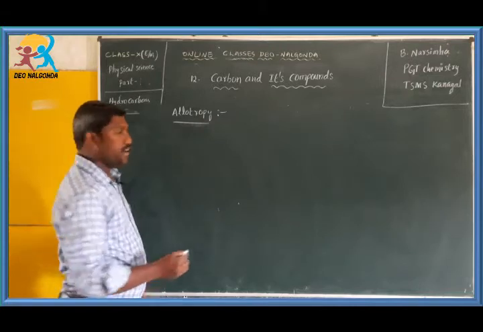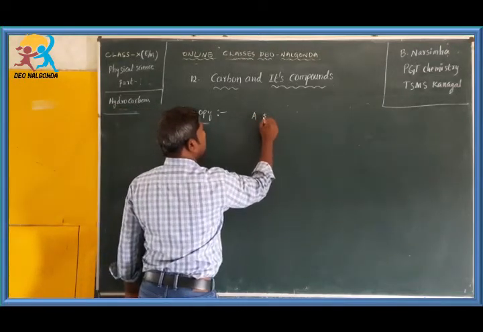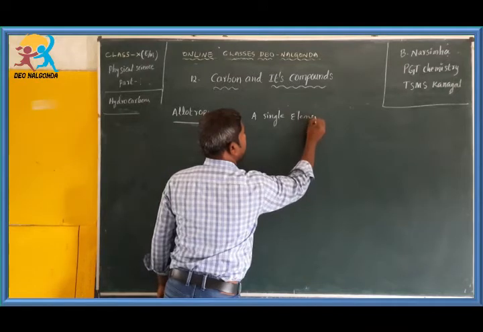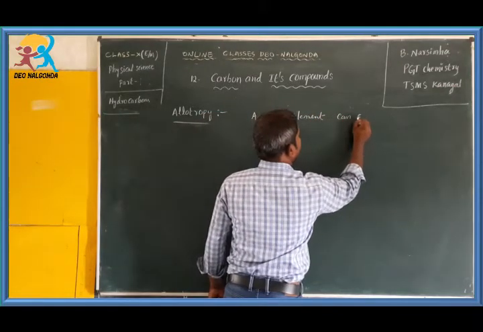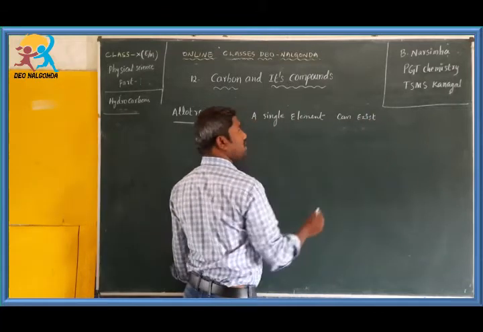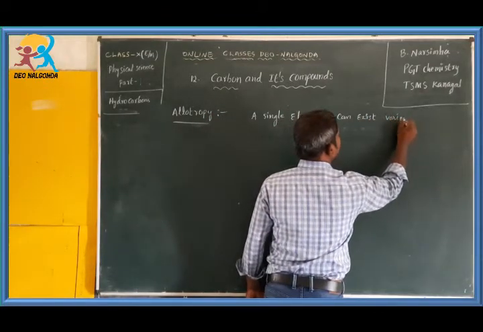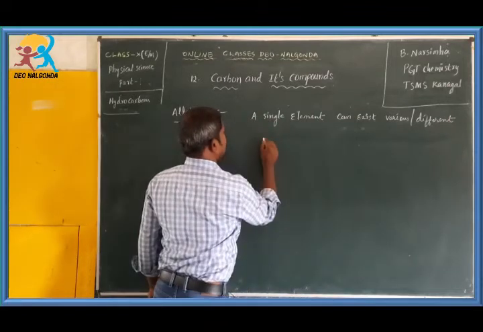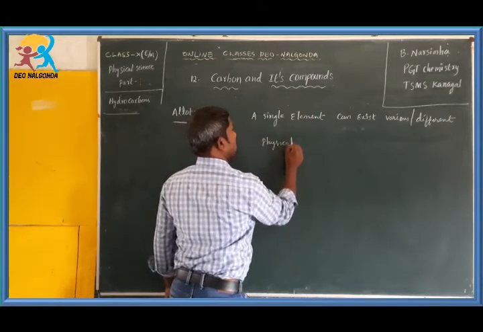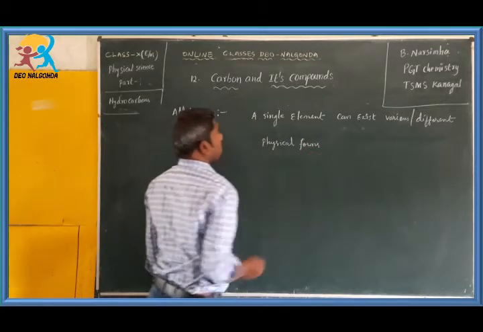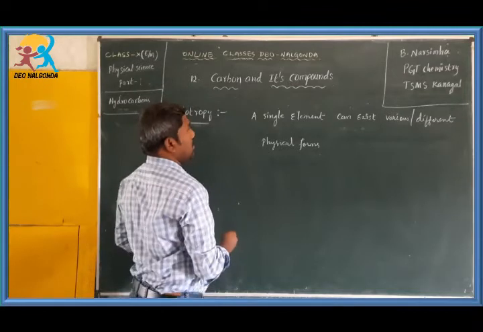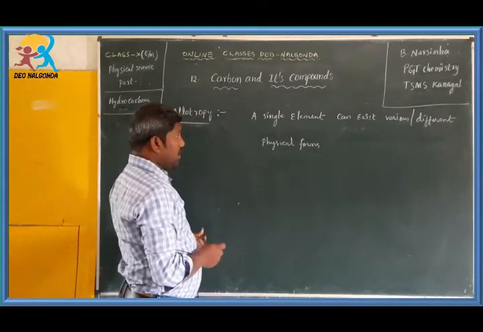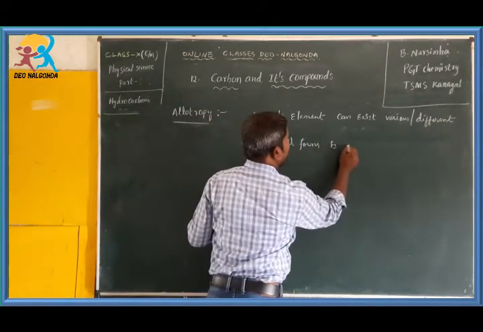A single element that can exist in various different physical forms is called allotropy.